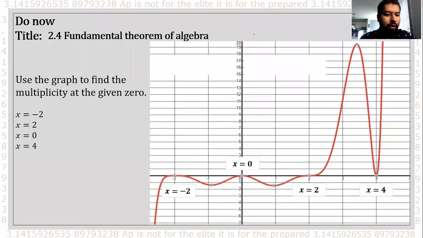Okay. Hello, everyone. So today we're going to go ahead and learn 2.4 Fundamental Theorem of Algebra. This was the lesson that was presented on Thursday. So let's go ahead and begin.